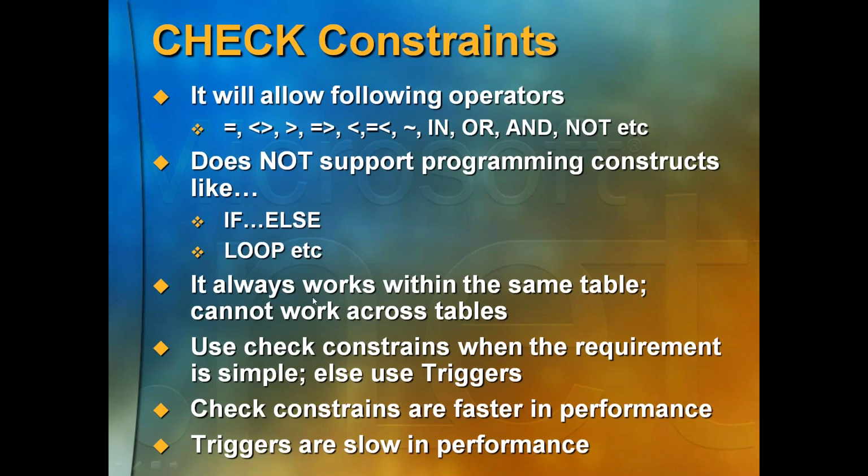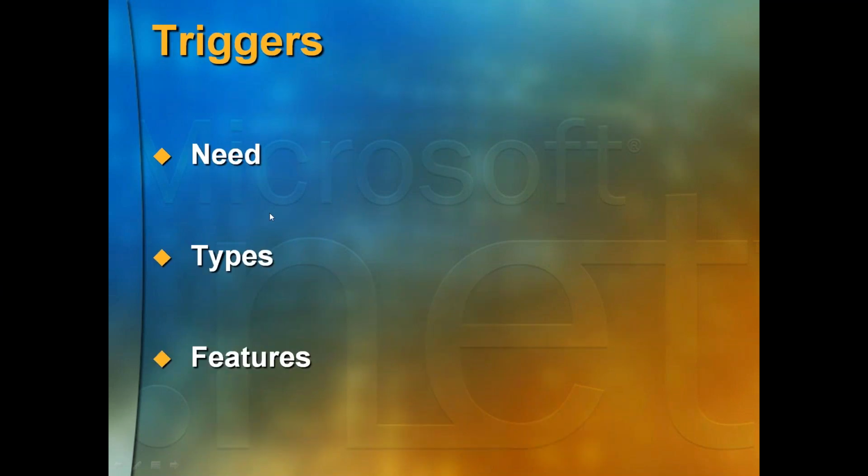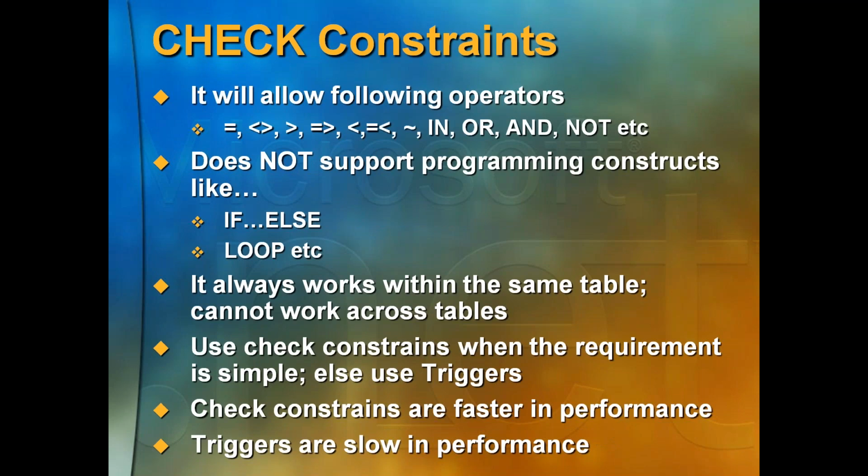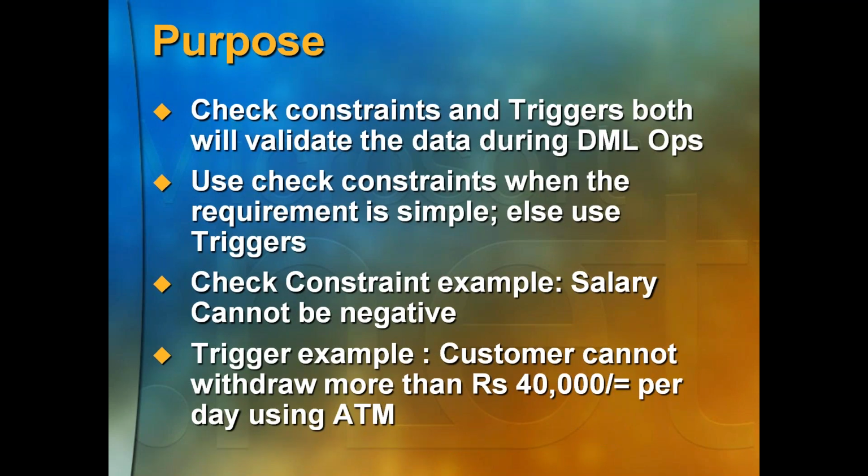And if you wanted to check the data across the tables, if validation is to happen across the tables, it means you have to use triggers. Now you tell me, what is the purpose of a trigger or what is the need of a trigger? The need of a trigger is to validate the data. Clear? The complex validations. I'll give you a few more examples for the complex validations.